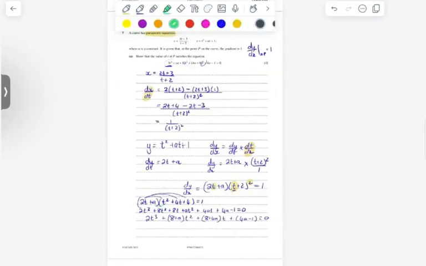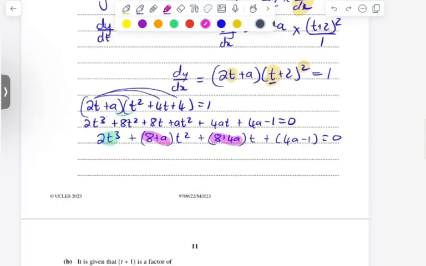So I have got a t cubed and a t cubed, and then an 8 plus a t squared, 8 plus 4a, and then a 4a minus 1. So that looks correct. I have proven what they've asked me to prove.